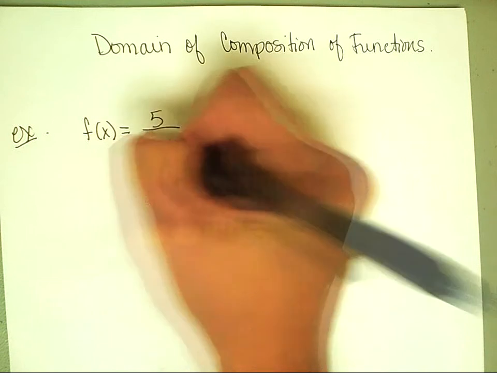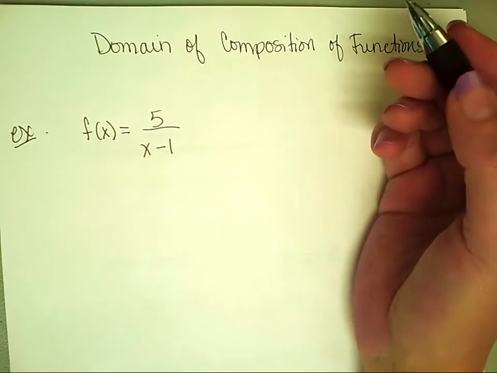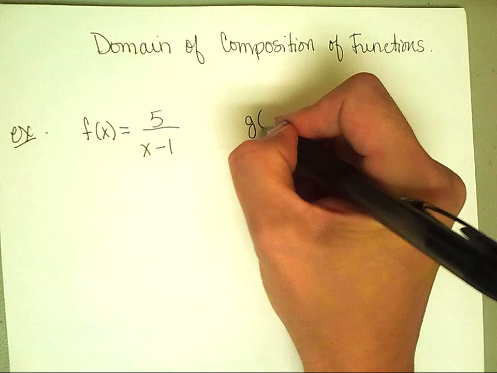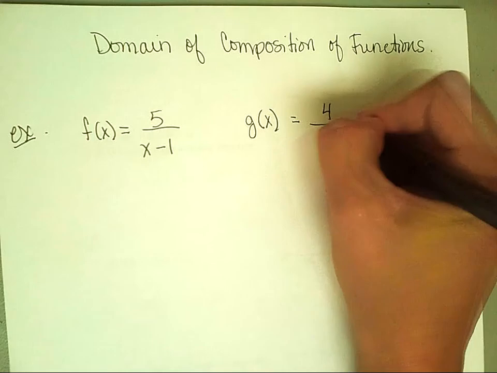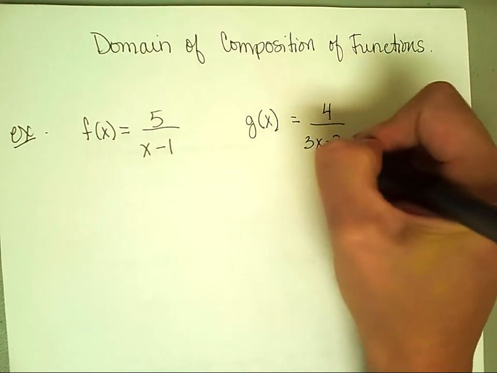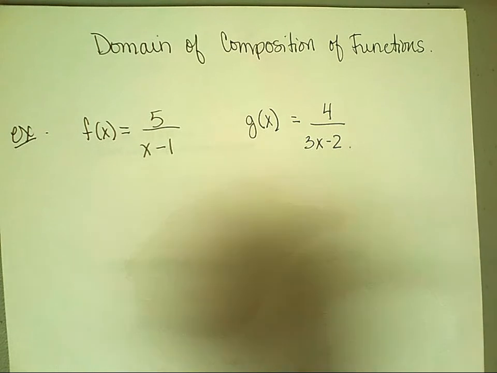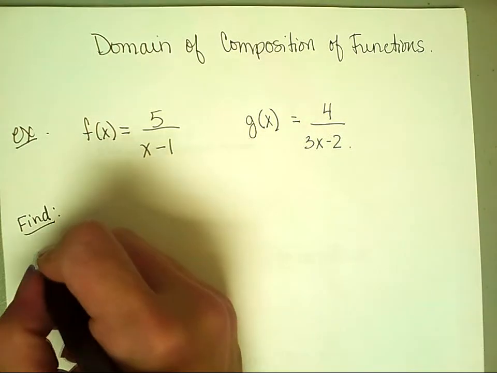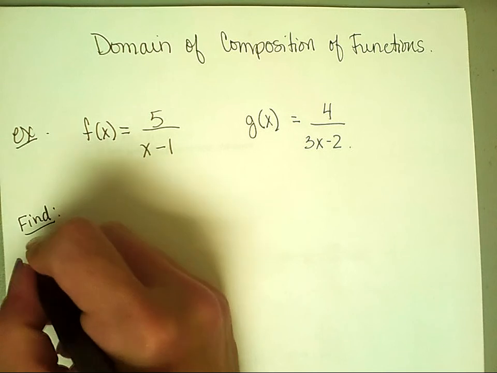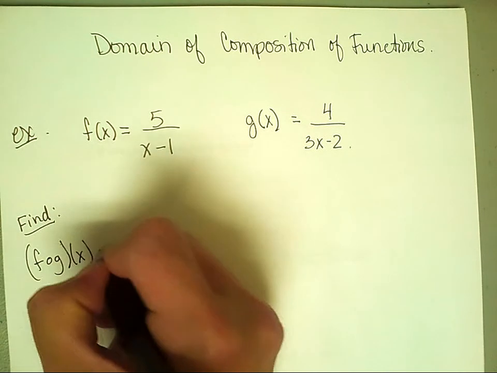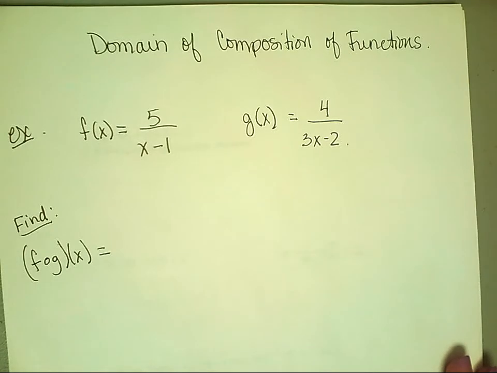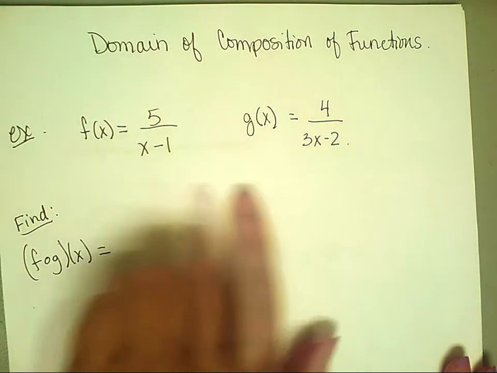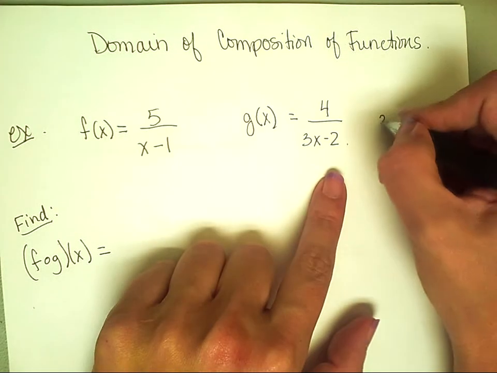Let's say we have f of x is equal to 5 over x minus 1, so a rational function. And g of x is equal to 4 over 3x minus 2. Okay. And what we want to find is f composed of g of x. Alright. Let's find this first.